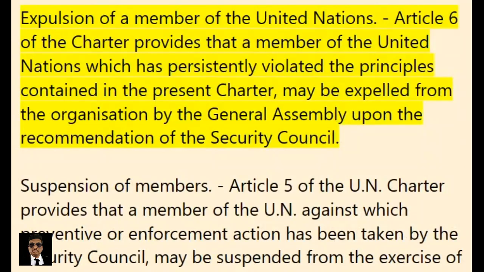Expulsion of a member of the United Nations. Article 6 of the Charter provides that a member of the United Nations which has persistently violated the principles contained in the present Charter may be expelled from the organization by the General Assembly upon the recommendation of the Security Council.